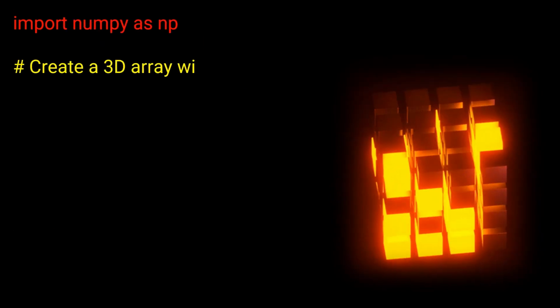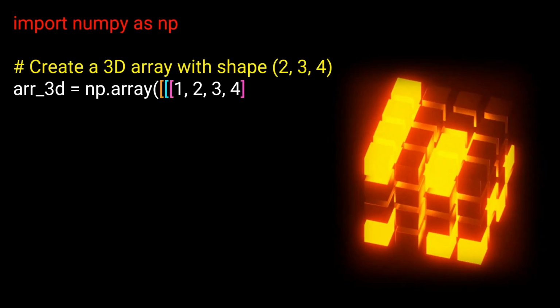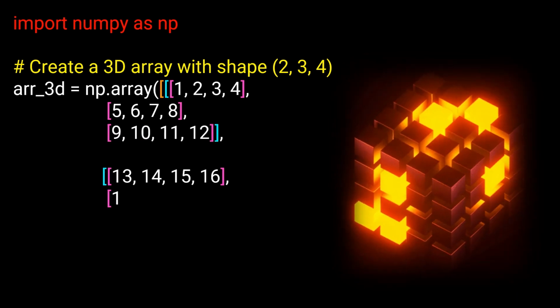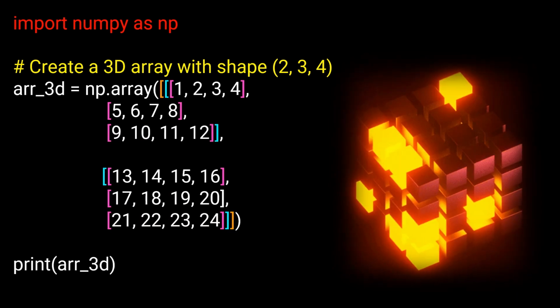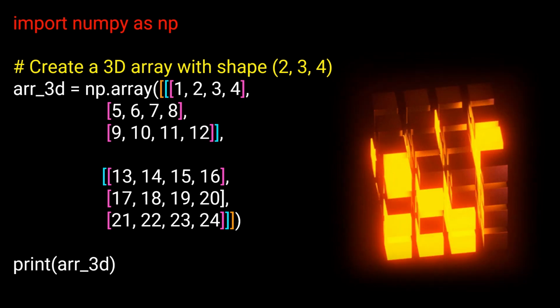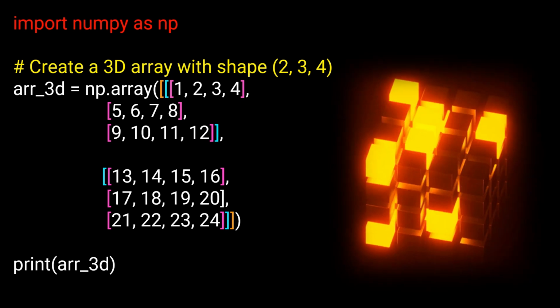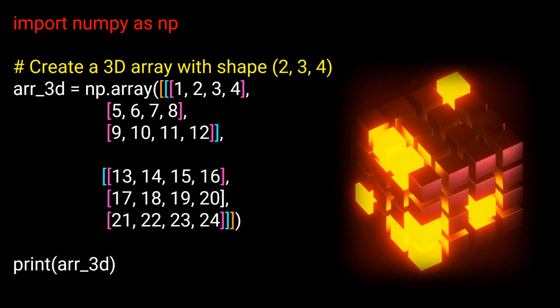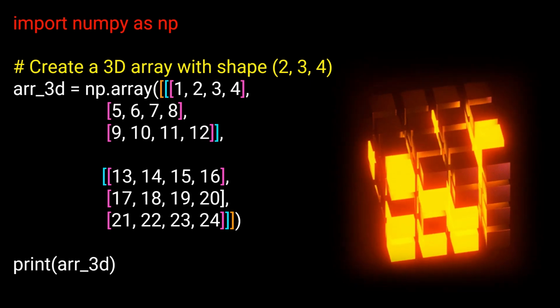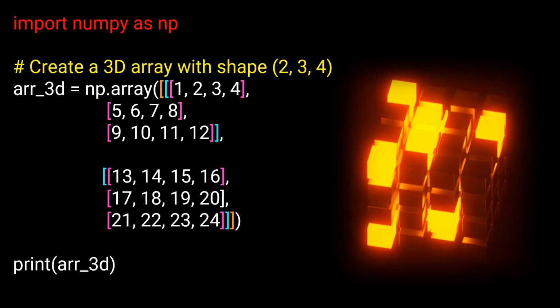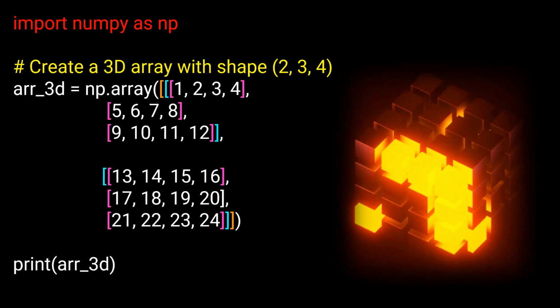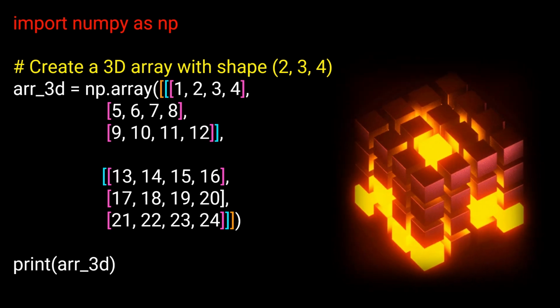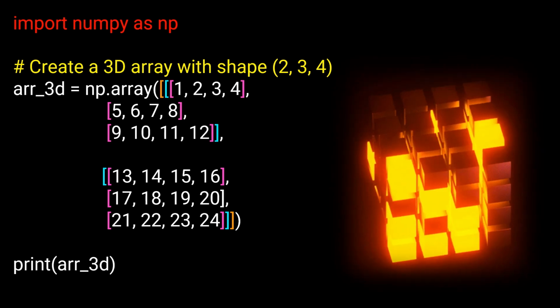Similarly, we can create a 3D array with shape 2, 3, 4 using the following code. Shape 2, 3, 4 means 2 matrices, each with 3 rows and 4 columns. In this example, we have created a 3D array arr_3d with 2 matrices, each with 3 rows and 4 columns. We pass a nested list of nested lists of integers to the numpy.array function to create the array.